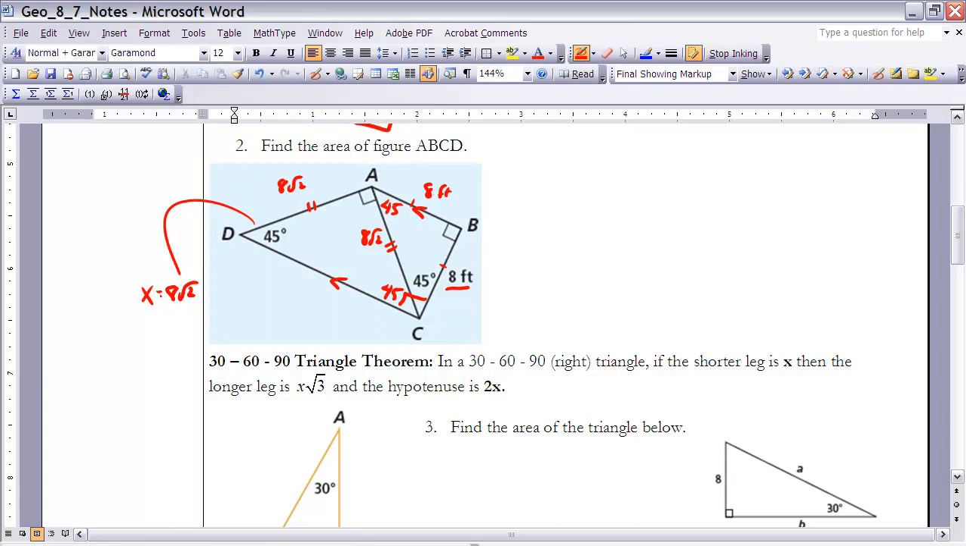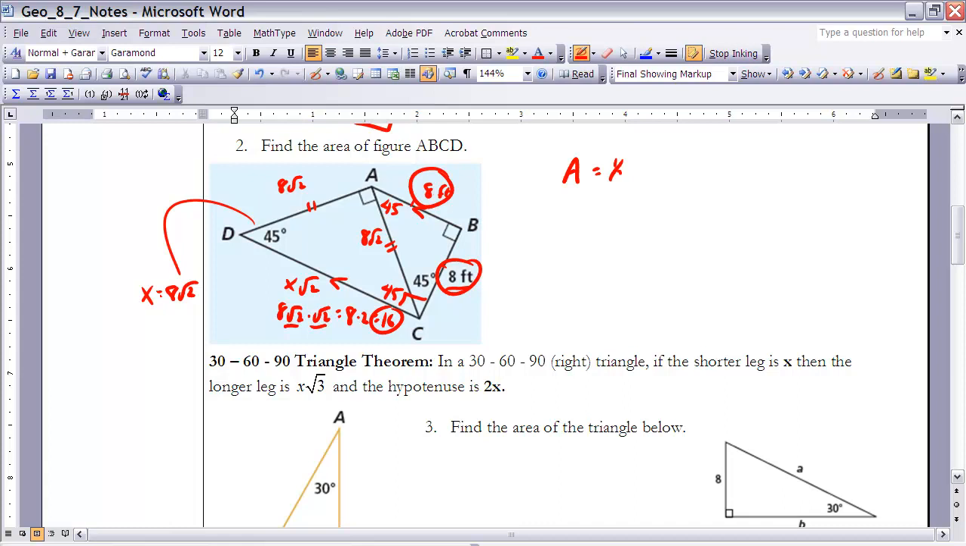And I know the hypotenuse has to be x times the square root of 2. So it's going to be 8 square root of 2 times the square root of 2. Well, if I multiply that out, the square root of 2 times the square root of 2 is 2. Therefore, that's the same as 8 times 2, or 16. So this side right here is 16. This side here is 8. And I know the height of my trapezoid is 8 as well. Those are the three measurements I'm going to use to find the area.